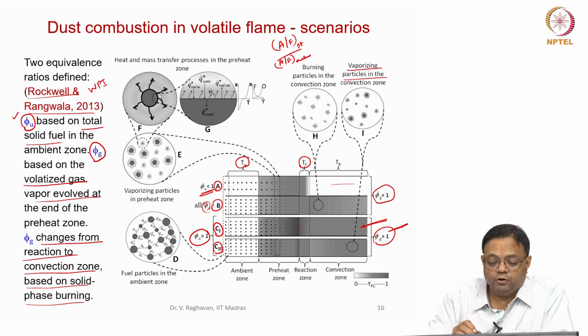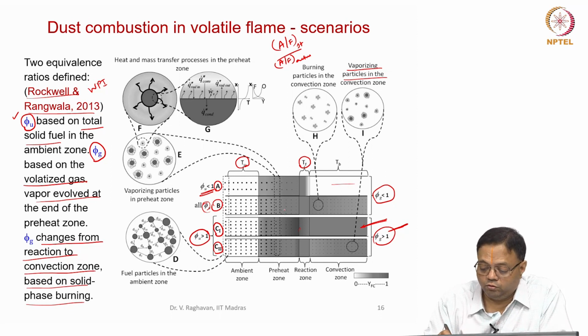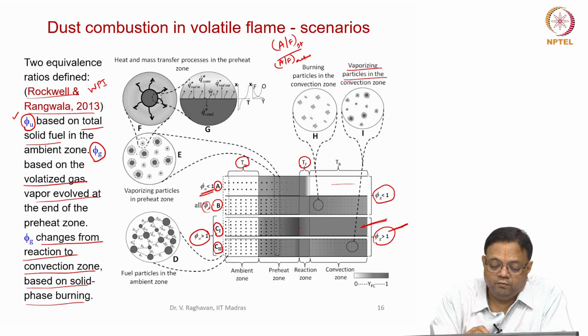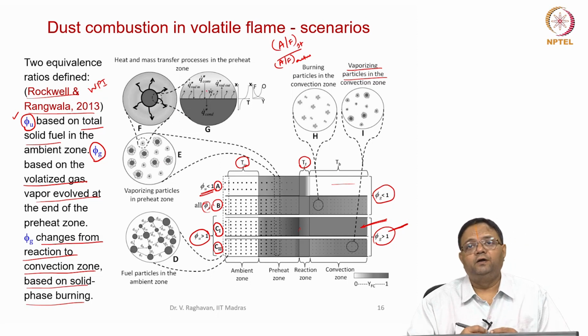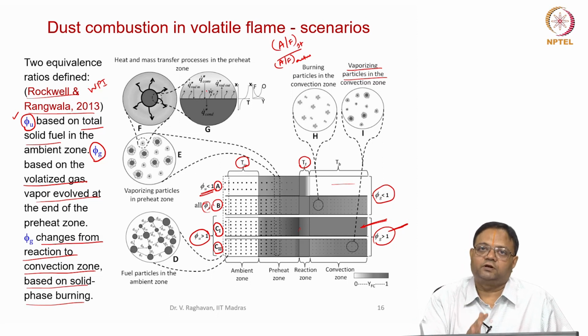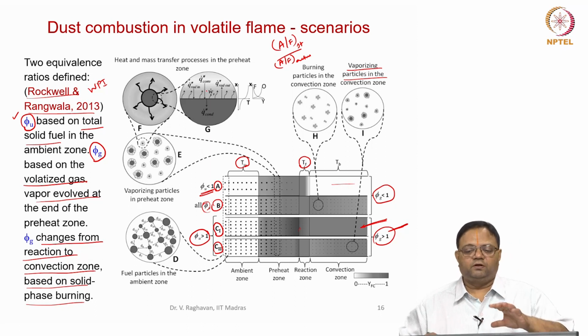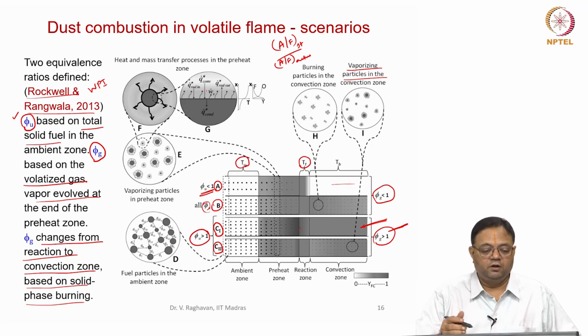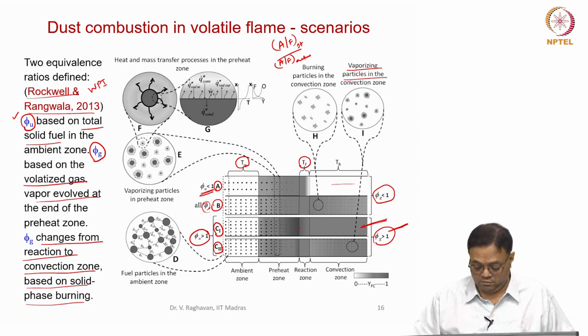Okay, now if you go to this particular zone, the preheat zone, how the volatile cracking, volatile coming out, etc. is explained, and how the heat transfer is given, etc. So they are only schematic, and basically the sensible heating is done in the preheat zone. Then volatile combustion or part of the solid combustion can occur in the reaction zone. In a convection zone, based upon the concentrations, there are typical variations. So this is exhibited in this chart, which was thoroughly prepared by Rockwell and Rangwala.